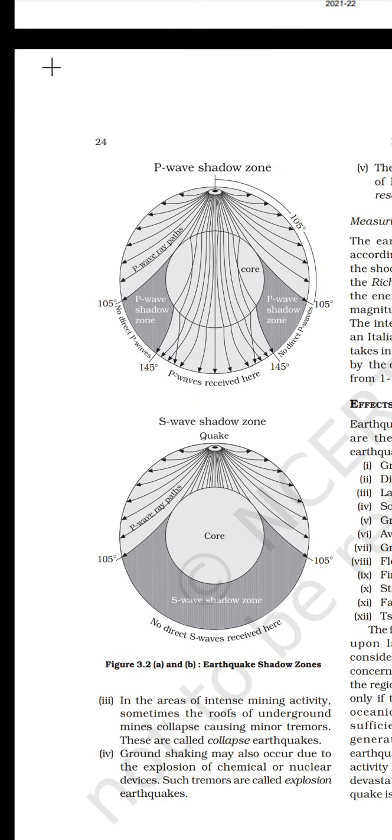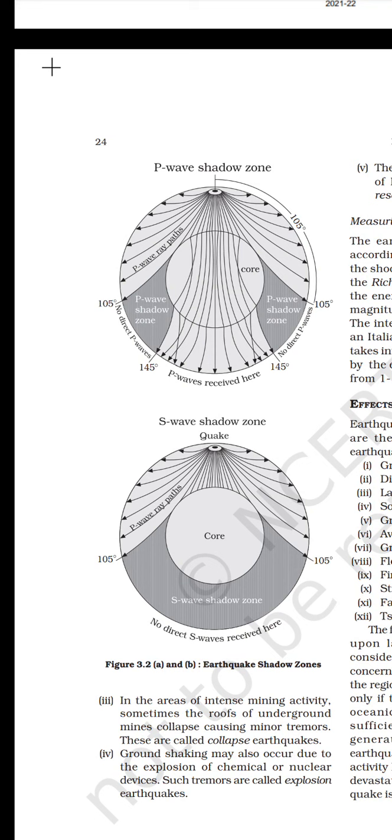Take a look at figure 3.2a and b, earthquake shadow zones. P wave shadow zone, 105 degrees, 145 degrees. P wave ray paths, core. P wave shadow zone. P waves received here. S wave shadow zone, quake, 105 degrees. P wave ray paths, core. S wave shadow zone. No direct S waves received here.